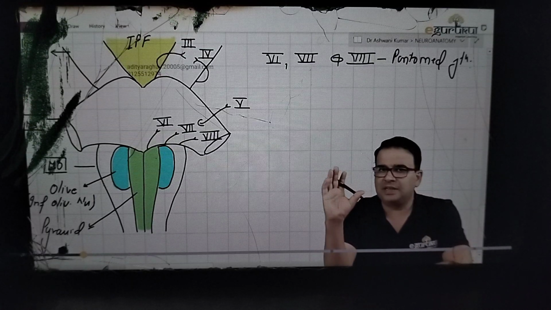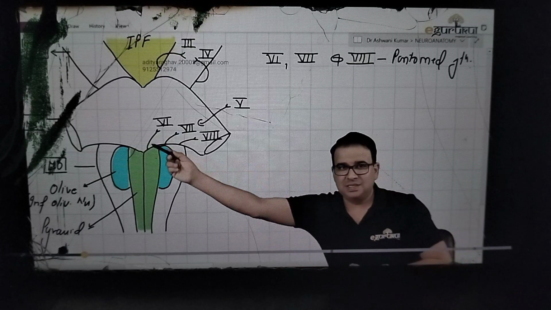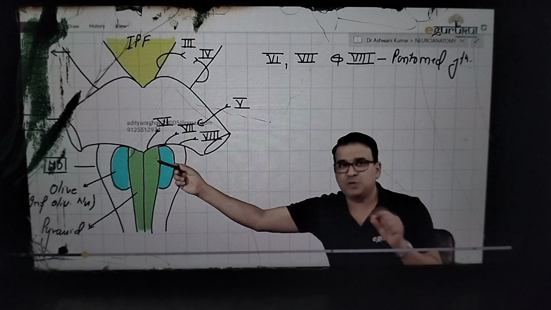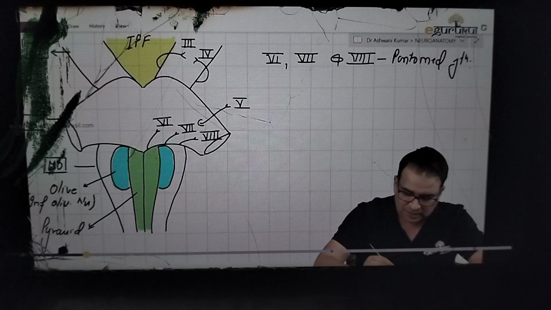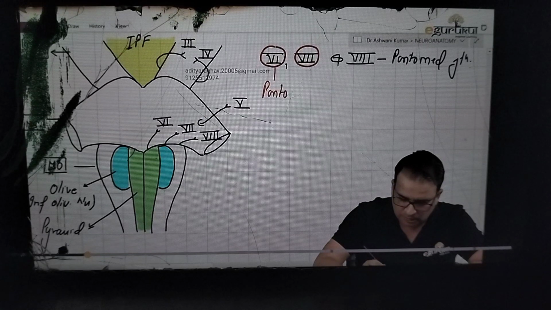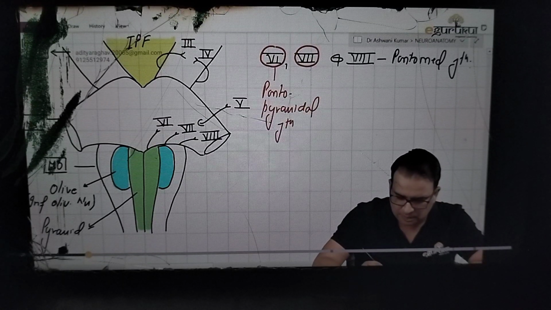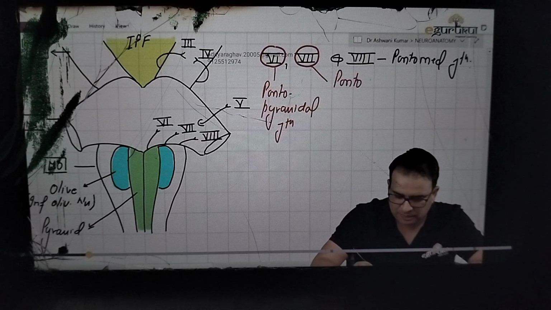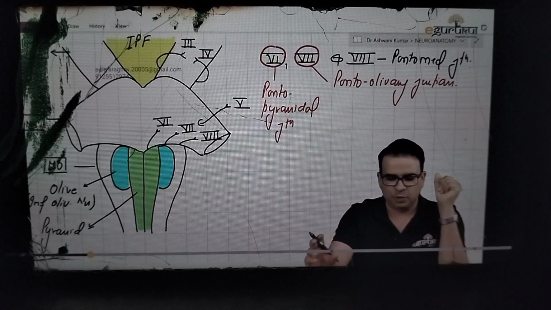Now yes, we can say 6th, 7th, and 8th nerve are coming out from pontomedullary junction, but this question can be more precise: where exactly from pontomedullary junction. If you see, the 6th nerve is emerging from the ponto-pyramidal junction, if you talk about which part of medulla, pyramidal part, and the 7th nerve is coming from the ponto-olivary junction. So make sure you also note that the 6th nerve emerges from the ponto-pyramidal junction, and the 7th nerve from the ponto-olivary junction.